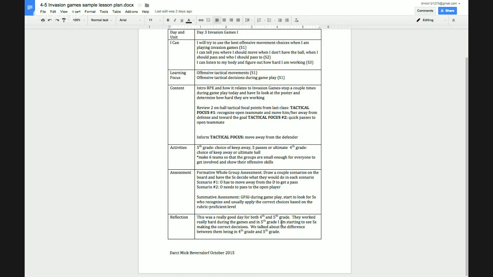Then my reflection piece. Again, this is part of my PPG. That's why I've added this reflection piece on there. I just said it was a really good day for the 4th and 5th grade. They worked really hard during the game in the 5th grade. Oh, and in 5th grade, I'm starting to see that students are making the correct decisions.